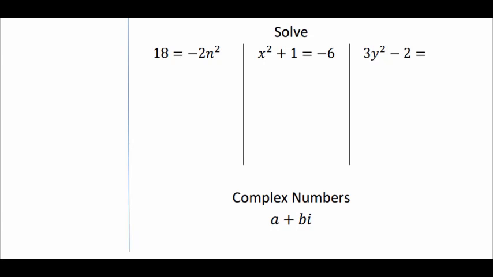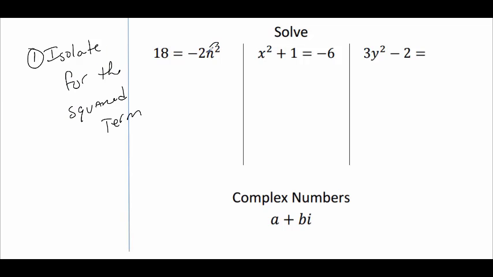Next part, we're going to start solving equations with some negative values, and we've got to understand how to break them down, how to get our answers, and so on. So what I want to do is solve. The first step is I want to isolate the squared term. So n squared is the squared term, x squared is the squared term, y squared is the squared term. How do I isolate? I have to get rid of the thing that's there. So this is negative 2 times, so I've got to divide. So I get negative 9 is equal to n squared.